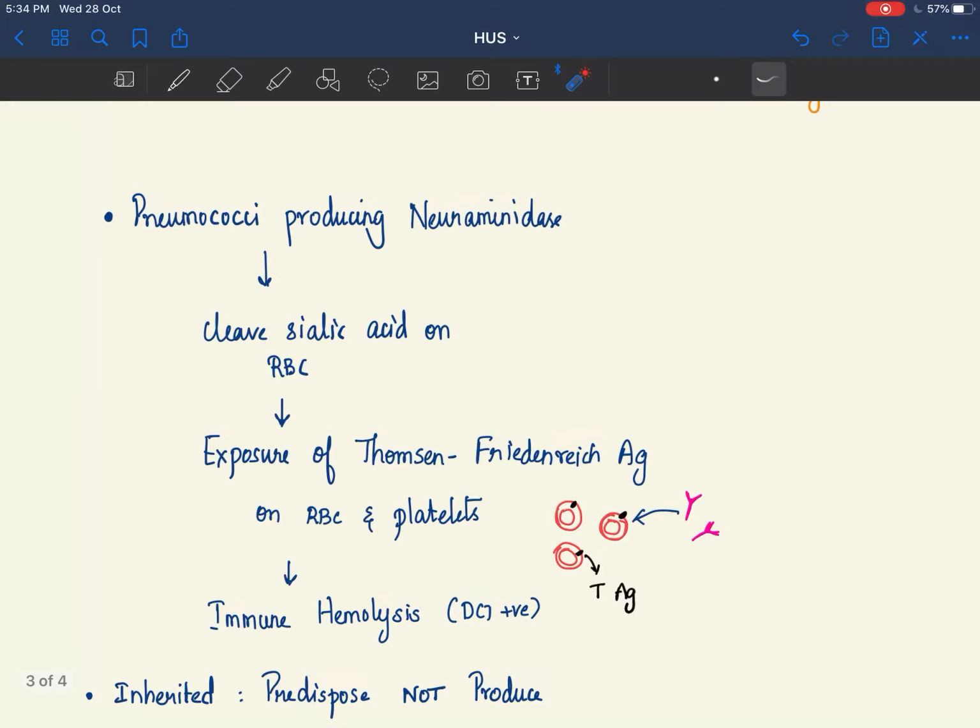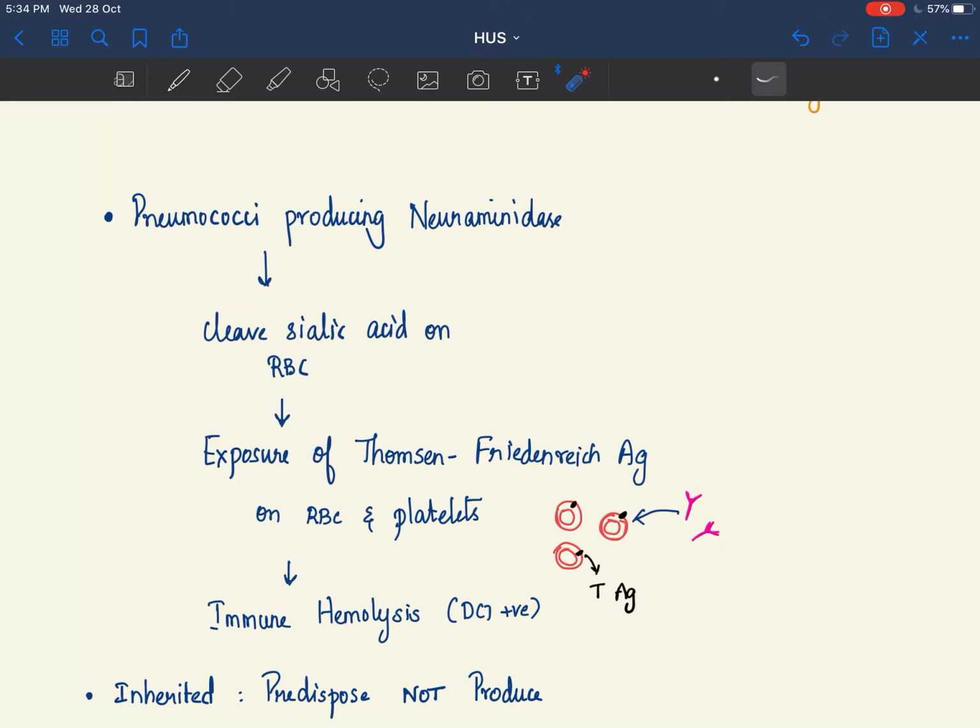What about pneumococci producing neuraminidase? This neuraminidase will cleave the sialic acid on RBC. This results in exposure of an antigen called Thomsen-Friedenreich antigen. This is supposed to be hidden.